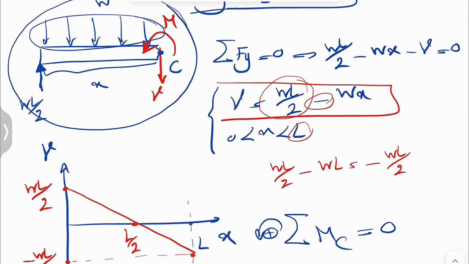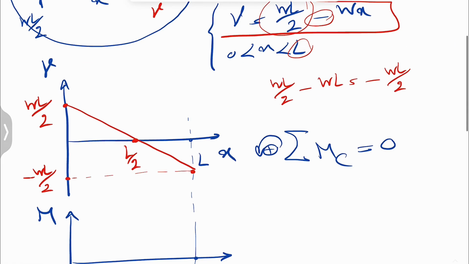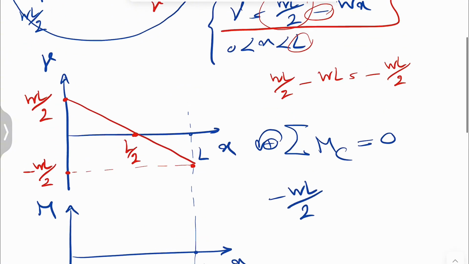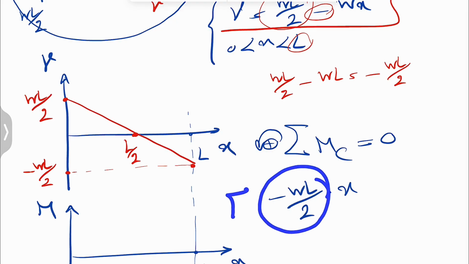So let's see what we have. So we have the moment of WL about C, which is in this direction, so clockwise. Negative, the force is WL divided by 2, and the distance is going to be x. So the moment is the distance vector times force. This is our force, and this is our distance vector.